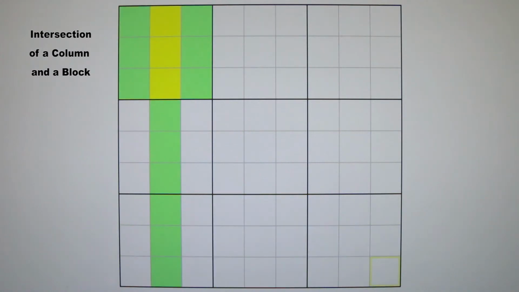Again, the yellow cells denote the intersection cells. This is the intersection of column 2 and block 1, for instance. And this is the intersection of column 6 and block 5. And this is the intersection of column 7 with block 9.